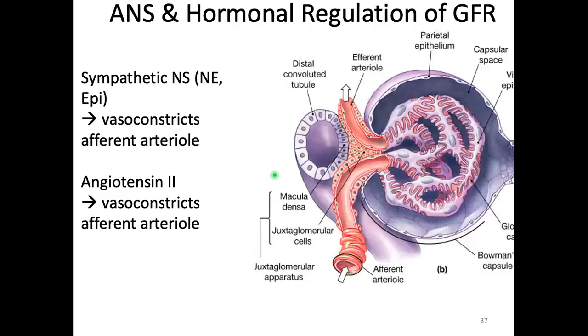Let's add to it. So the autonomic nervous system, and then we have hormonal regulation of glomerular filtration rate. So sympathetic nervous system, right? Your neurotransmitter is norepi, your hormone is epinephrine. If you look at your afferent arteriole, they're going to bind to adrenergic receptors on that afferent arteriole. And when norepi and epi are released onto that, that's going to vasoconstrict the afferent arteriole.